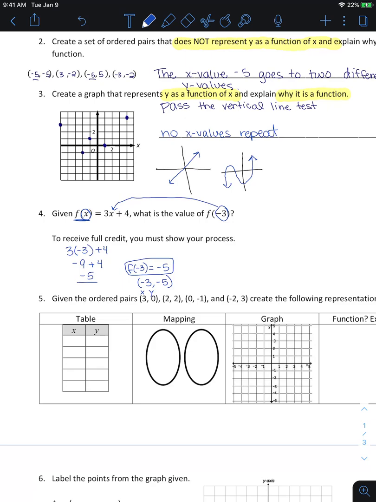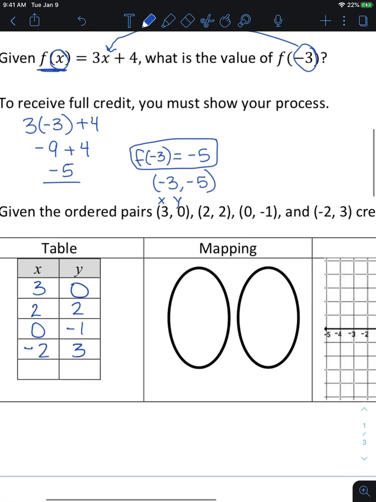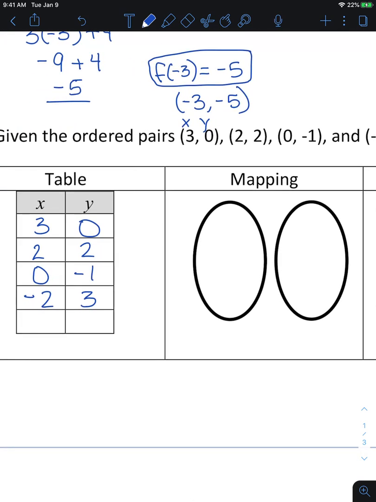So I'm going to list (3, 0), (2, 2), (0, negative 1), and (negative 2, 3). Okay? Now, when I go to the mapping, I want to list them in order from smallest to biggest. So I'm going to start with negative 2 because that's the smallest number given. 0, 2, and 3. If I had a number that repeated, I would not need to write it twice. That's where the 2 arrows would leave the one number.